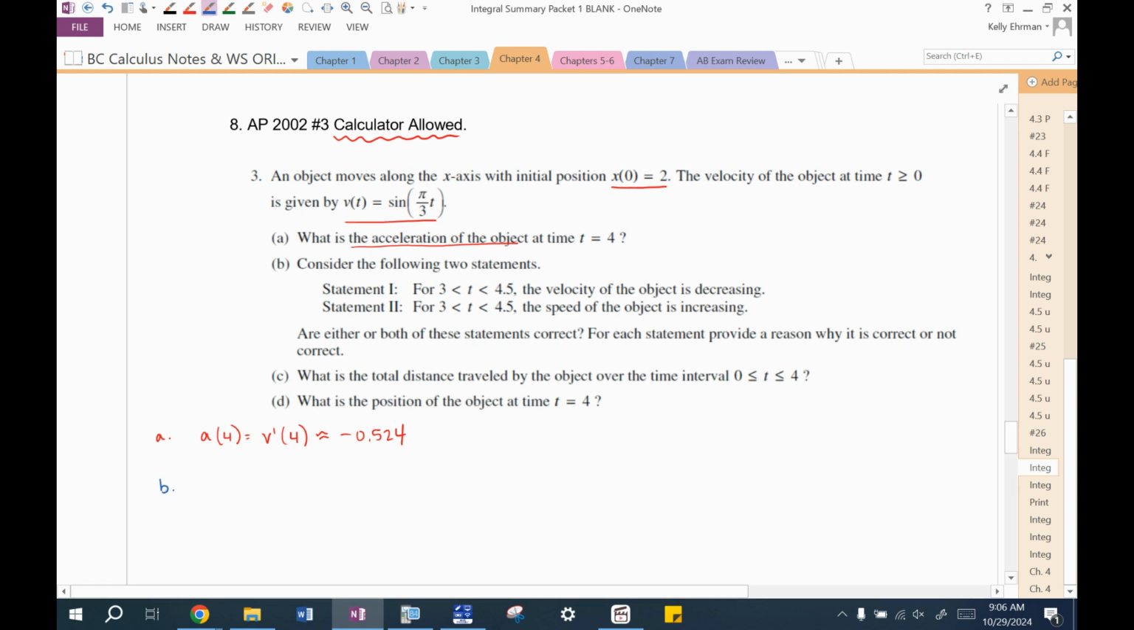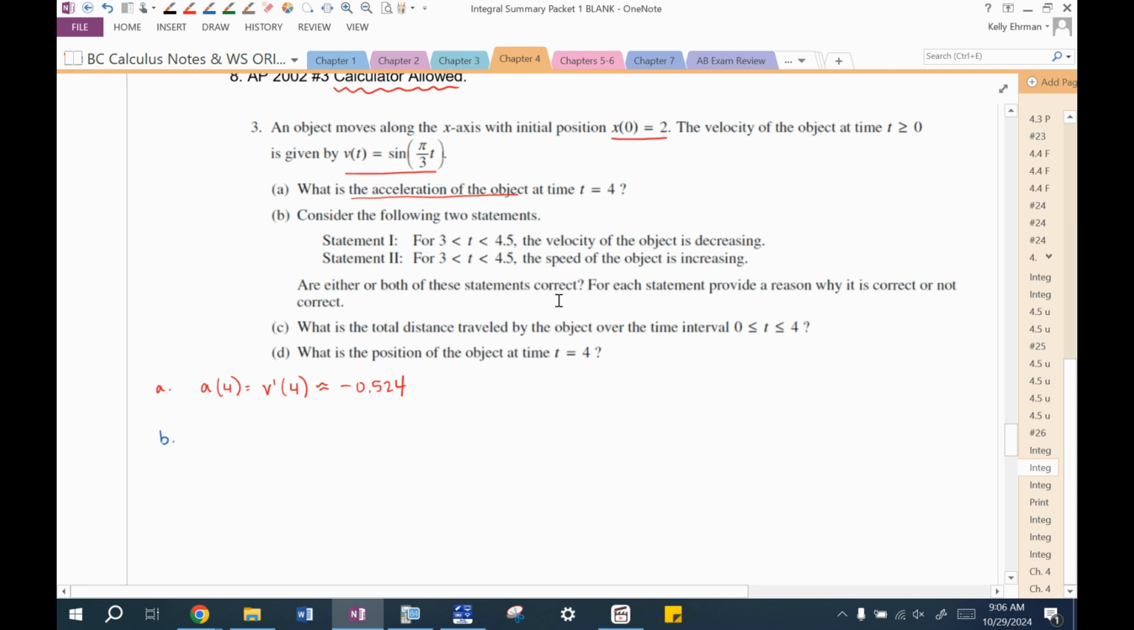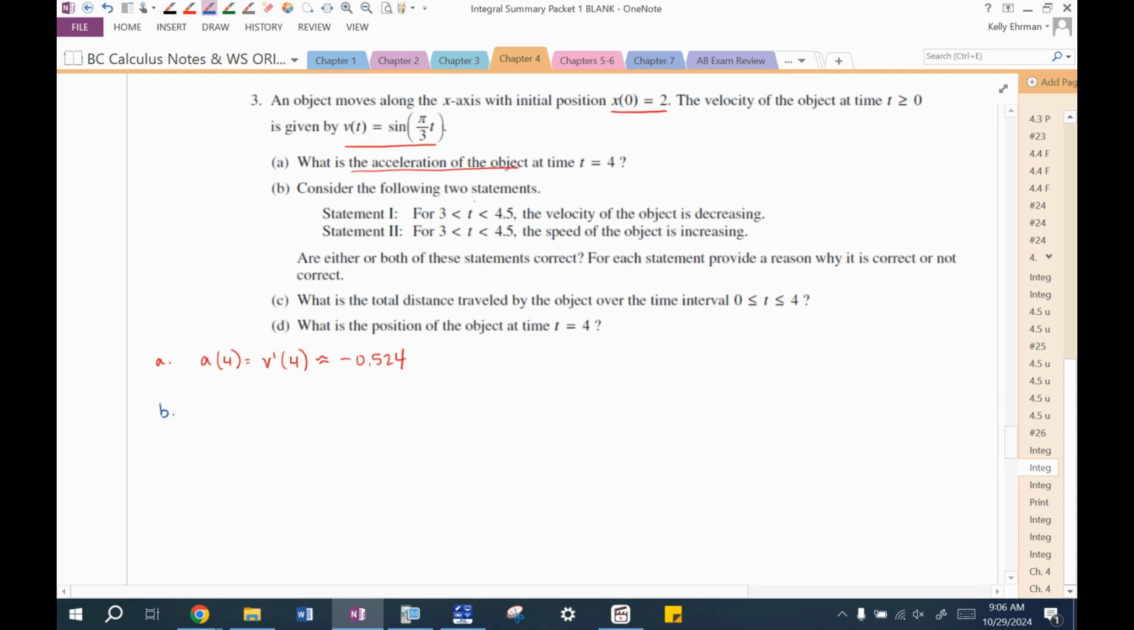For part B, this should sound familiar because we had maybe the same problem in our notes. So consider the following two statements. Statement 1, for times between 3 and 4.5, the velocity of the object is decreasing. We did this in the previous page. If I want to know if something is increasing or decreasing, I look at whether its derivative is positive or negative. So is the velocity decreasing? I don't know, but I know that a of 4 was less than 0. I just found that in the previous part. A of 4 is equal to v prime of 4. I probably didn't have to say that, but I will.